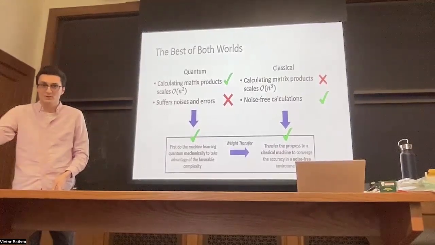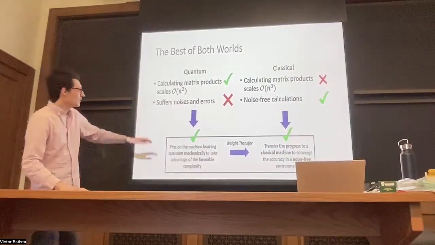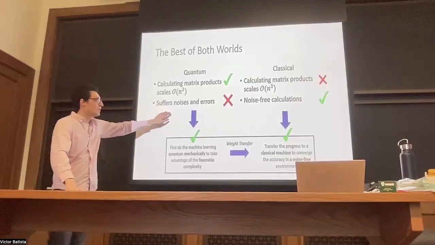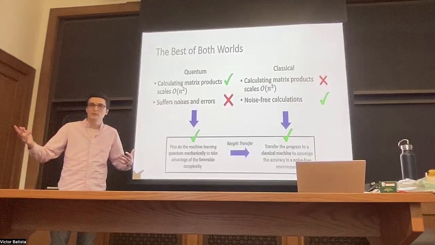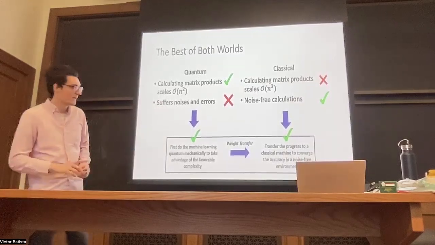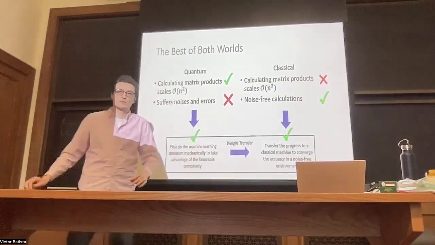A cosmic ray will just destroy your whole calculation. So they suffer noise and errors. So what if we can compute matrix products, n squared, for the bulk of your network, then pause your progress and continue on a classical machine?